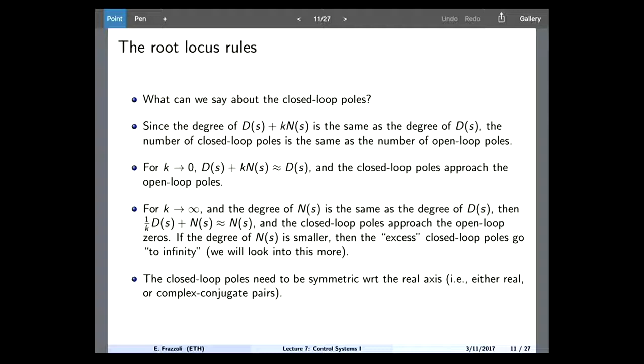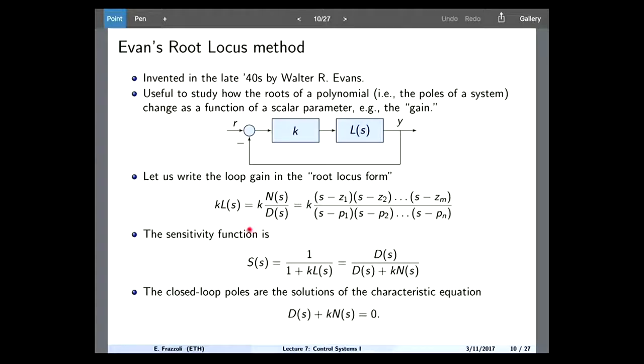Simple question: what actually is n(s)? N(s) is the numerator of the transfer function. Remember, this is how we write the transfer function.